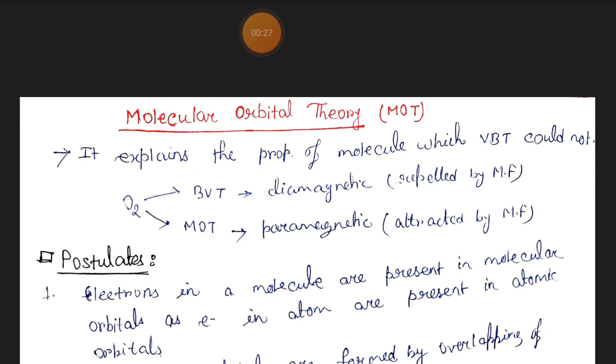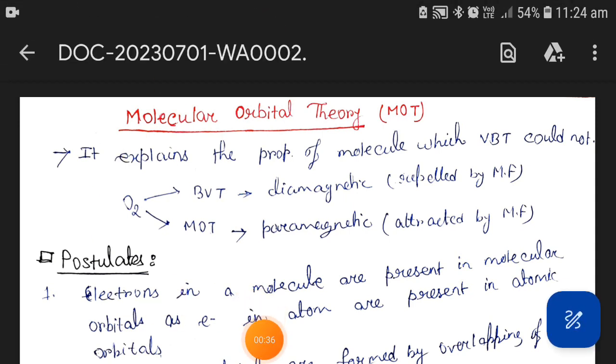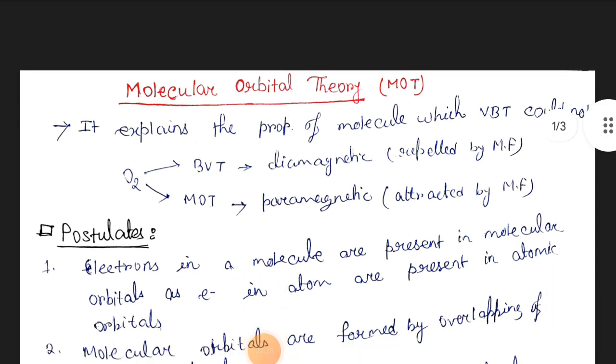So we know that valence bond theory cannot explain the properties of the molecule, but MOT will explain all the properties of the molecule, that is, whether it is diamagnetic or paramagnetic. If we take an example, the oxygen O2 molecule, in valence bond theory this is diamagnetic in nature. What is a diamagnetic molecule?